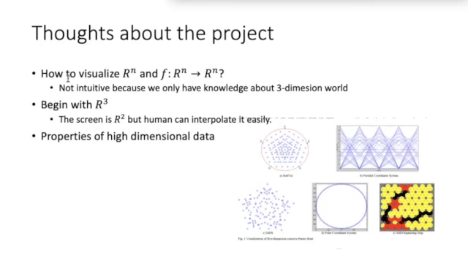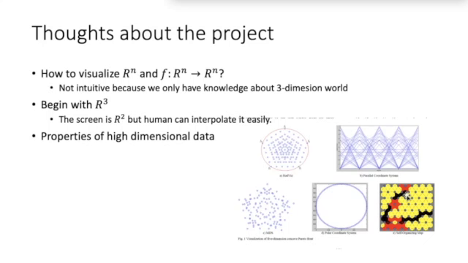Let's talk about my original thoughts. At the very beginning, I tried to visualize high-dimensional data and functions on high-dimensional data to high-dimensional data. I found a paper. It introduced these graphs for visualization of high-dimensional data. It also used the color as one dimension. But I think the colors are not very useful because they are hard to find.